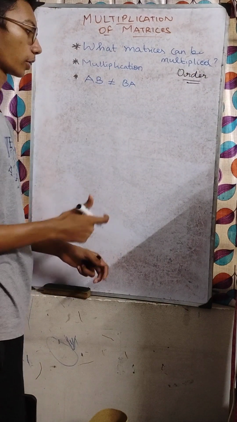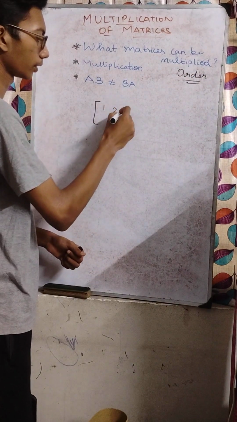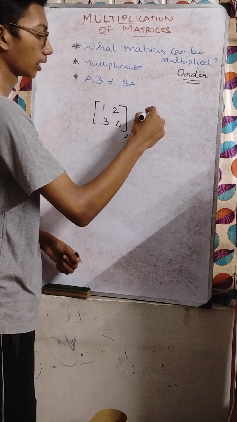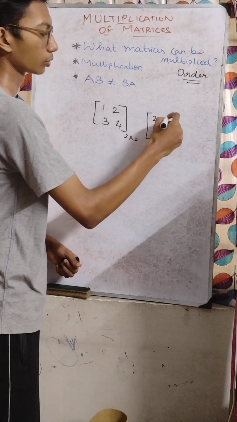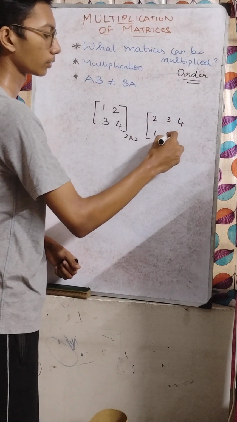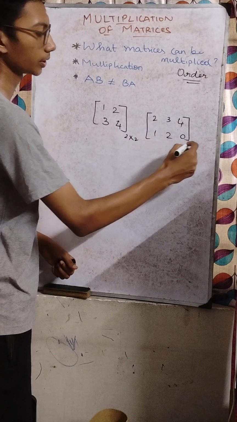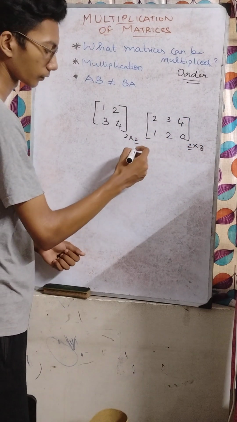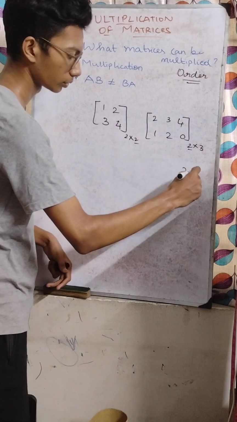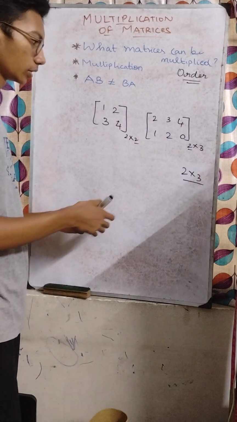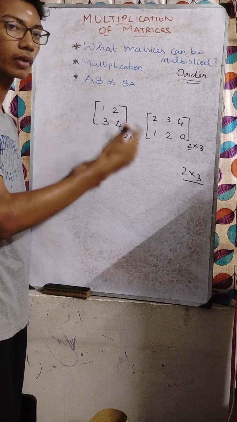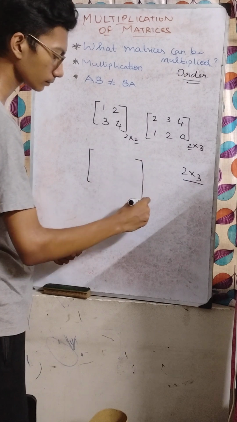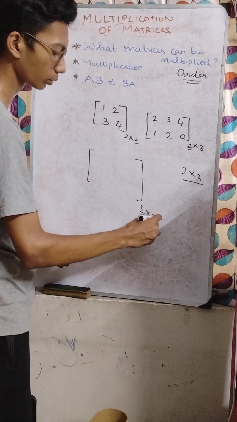So now the multiplication process. Let's take 1, 2, 3, 4. So this is a 2 cross 2 matrix. Now let's say 2, 3, 4, 1, 2, 0. So this is a 2 cross 3 matrix. Now these two matrices can be multiplied. So the resultant matrix will have 2 cross 3 as the order. Before multiplying, we need to keep this in mind. So how to multiply these matrices? The resultant matrix will have 2 cross 3 order.